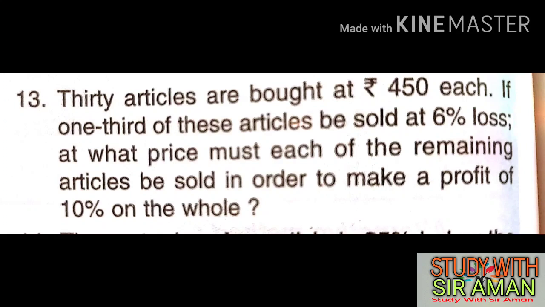30 articles are bought, 450 each means cost of one is 450. If one third of the articles be sold at 6% loss, one third of 30, one third means 10 articles are sold at 6% loss. Now what is the condition? At what price must each of the remaining articles be sold in order to make a profit of 10% on the whole? What is the condition? After selling one third, he wants overall profit 10%. Okay, so this question has two parts. How we will solve? Let us see the solution.